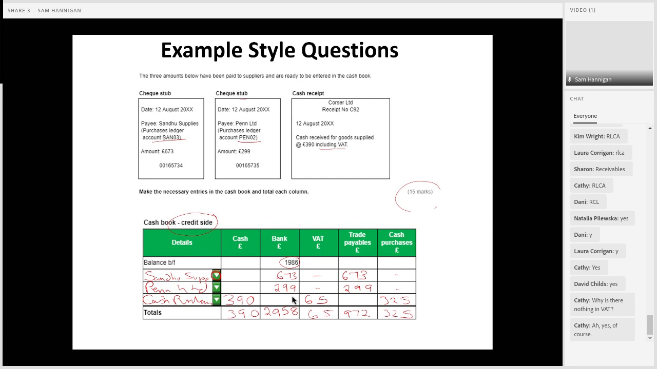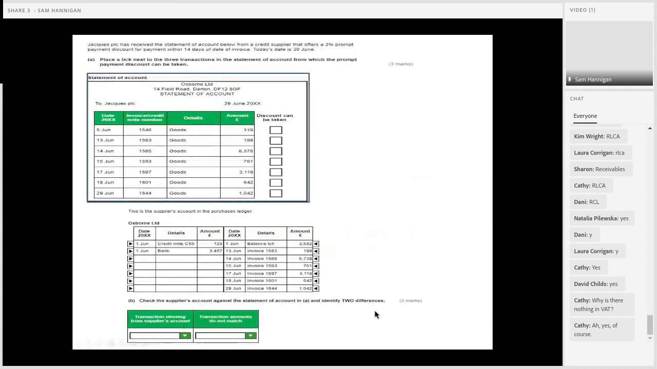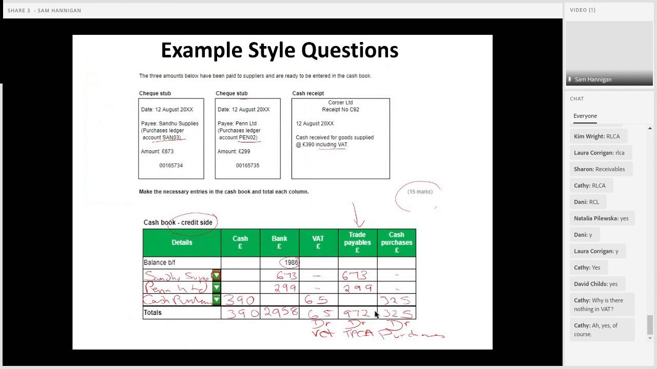Okay. This is the credit side. Now, we've got to do something with the debits. So the cash purchase total would be debited in purchases. The VAT would be debited in VAT. The total trade payables would be debited in the trade payables control account. Everything else is now posted.